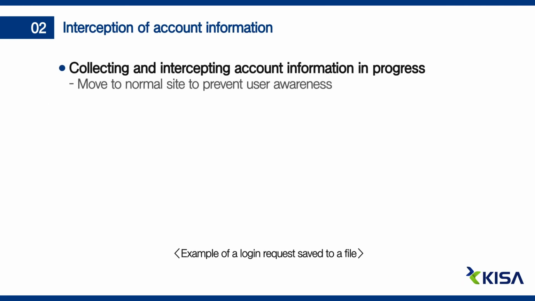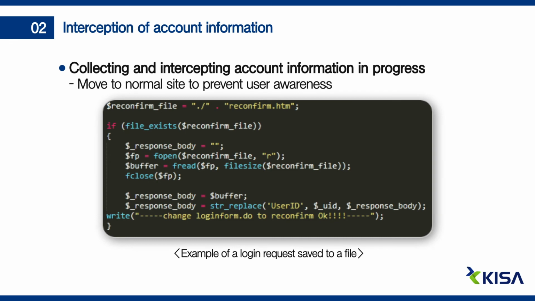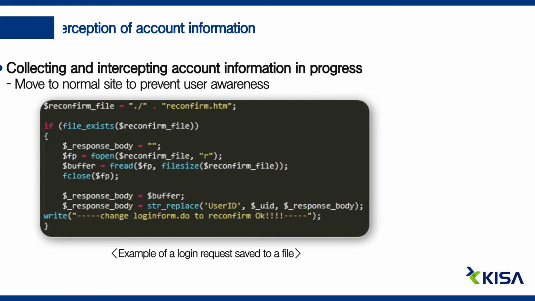If a user attempts to log in through the disguised login page, the user is reconnected to index.php and all the request and response values are stored in the file. The attacker steals account information through this file, and in order to prevent the user from recognizing it, the attacker redirects to the normal site index.php or links to the actual file used to disguise the attachment.